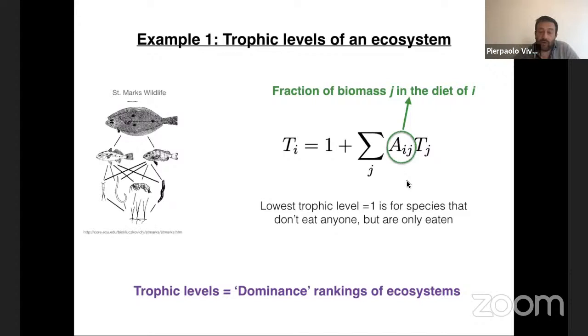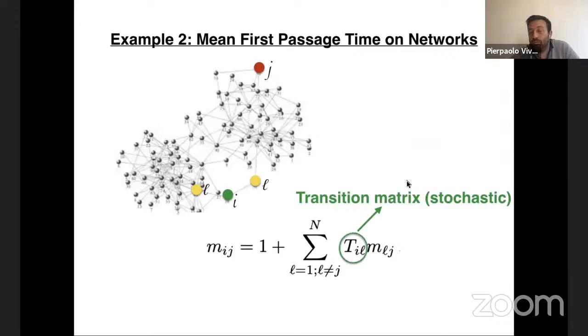A second, completely unrelated incarnation of this concept of dominance comes from the calculation of mean first passage time on networks. So suppose that you have a target node J and a starting node I of a connected network, and you have a random walker that hops through the edges of the network between I and reaches J for the first time after a certain number Mij of steps. Well, Mij is the average over many realizations of this walker.